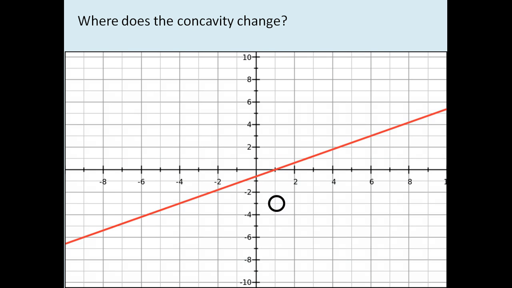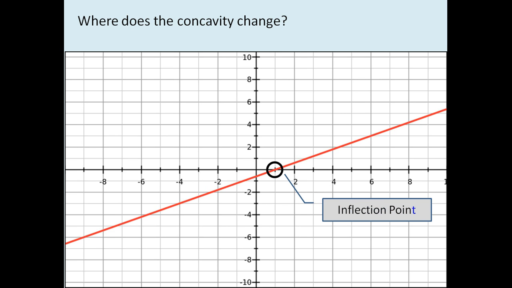So now again, we'll take the graph away and put in the graph of the second derivative. And if we just move our point vertically upwards, we'll see that the second derivative is 0 when the concavity of the function is changing. And we call that point an inflection point.